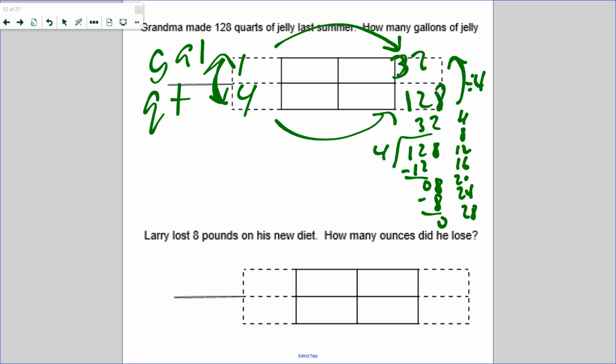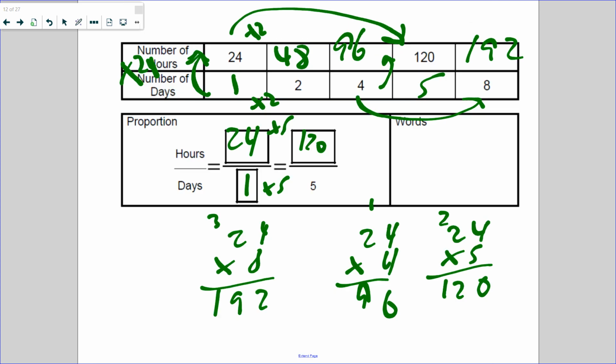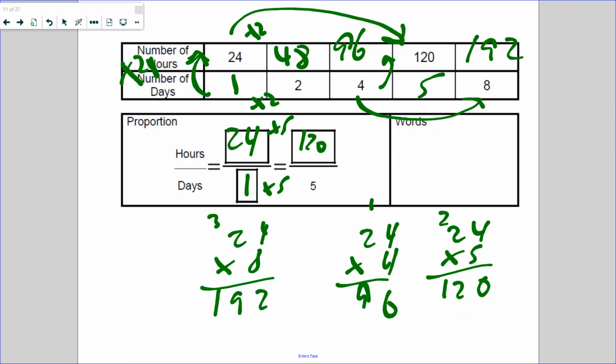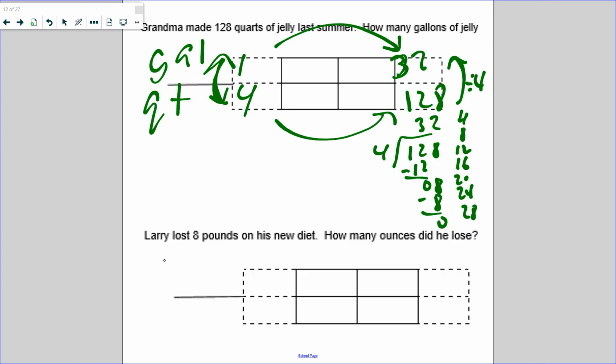Next one. Larry lost 8 pounds on his new diet. How many ounces did he lose? Let's look for pounds and ounces. Oh, here it is. Every pound has 16 ounces. So let's label our proportion. Pounds, LB, ounces, OZ. 1 pound has 16 ounces.